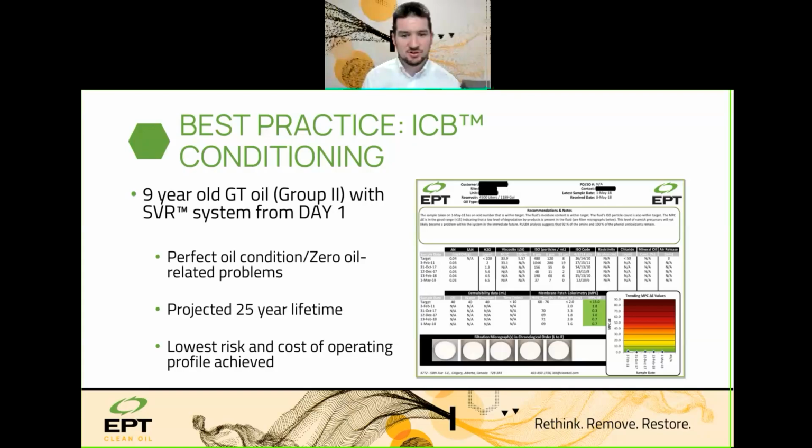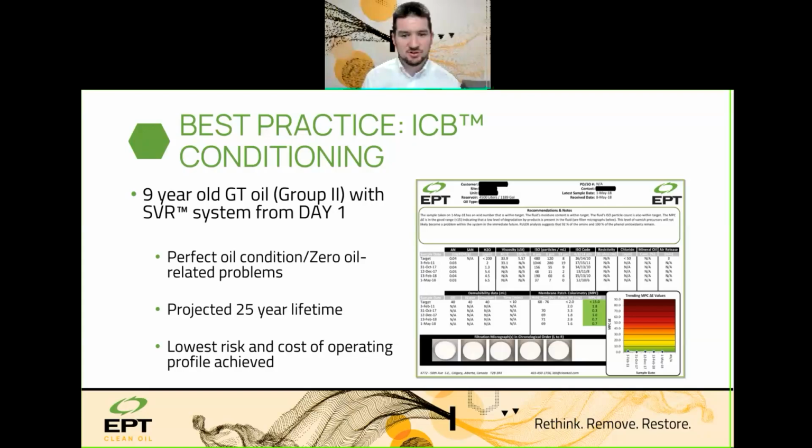You never have varnish problems. 9-10 years later, the fluid is still in like new condition. And this end user tops up their oil about 5% per year with new oil makeup. And in doing so, they've kept their additive levels quite robust as well.